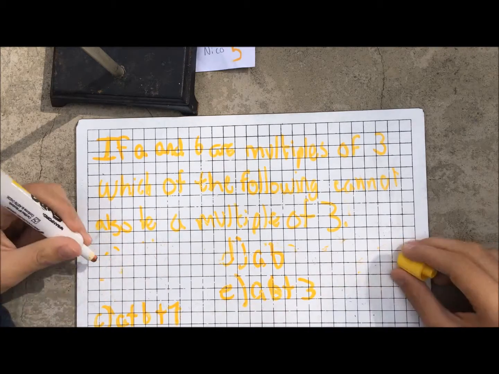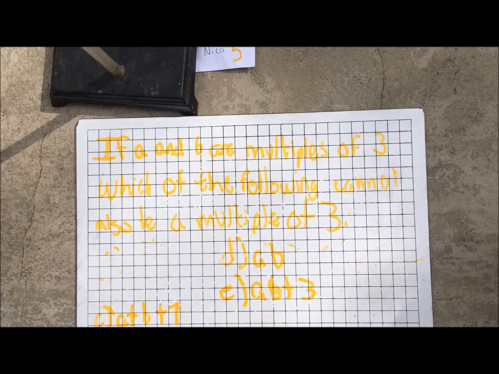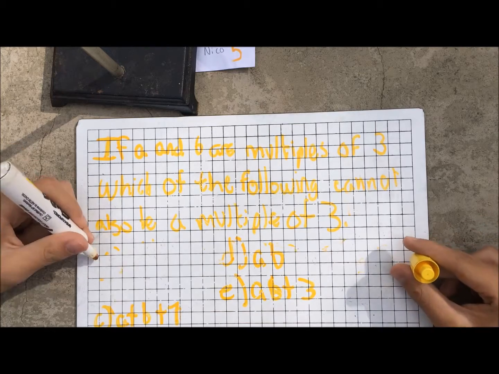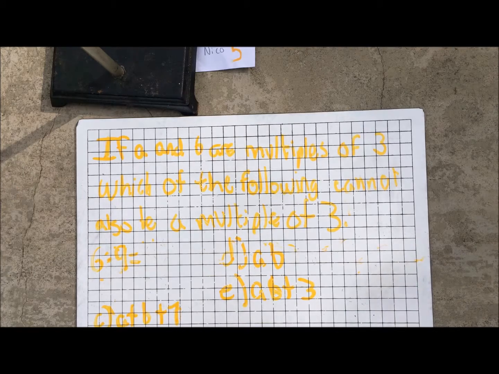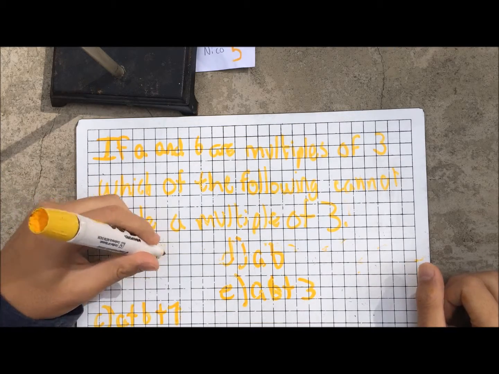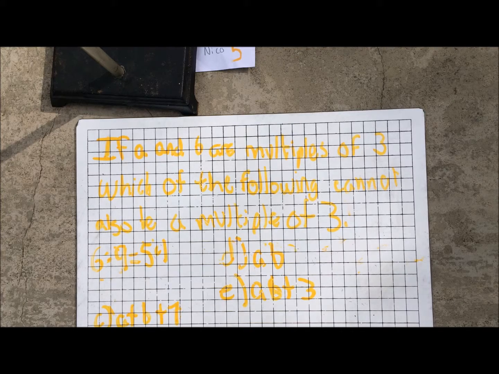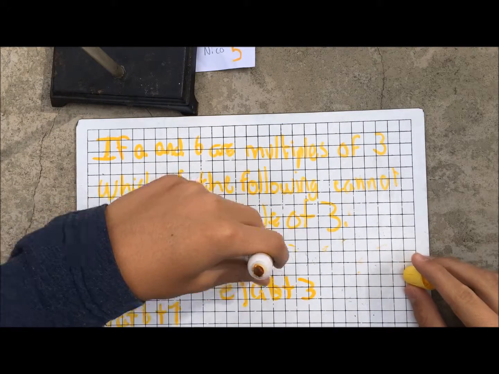Let's try D, A times B. Let's try small numbers, because we don't want to multiply big numbers. So the smallest multiples of 3 are 6 and 9. Or 3, but we're just going to use 6 and 9. And 6 times 9 is 54. And if you have a calculator with you, you can check and see that 54 is still a multiple of 3. It's 3 times 18. So yes, D can work.